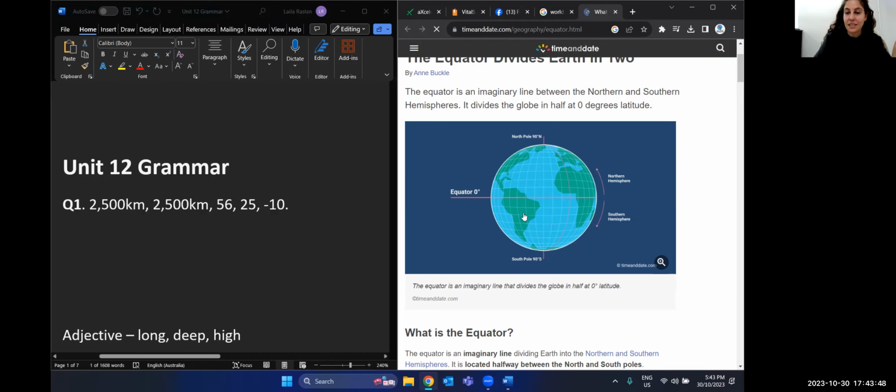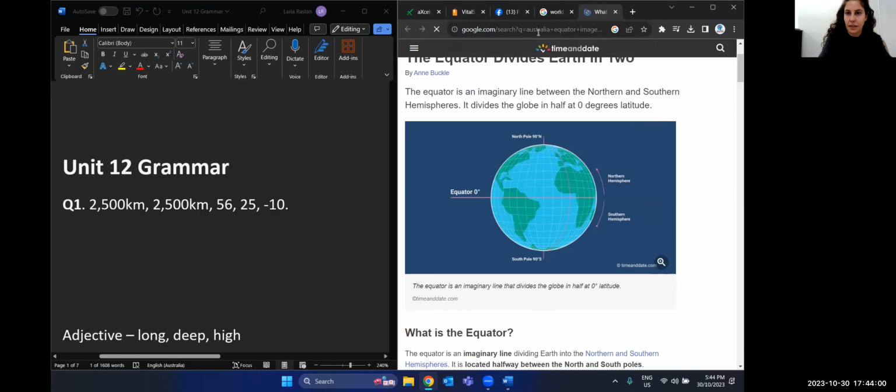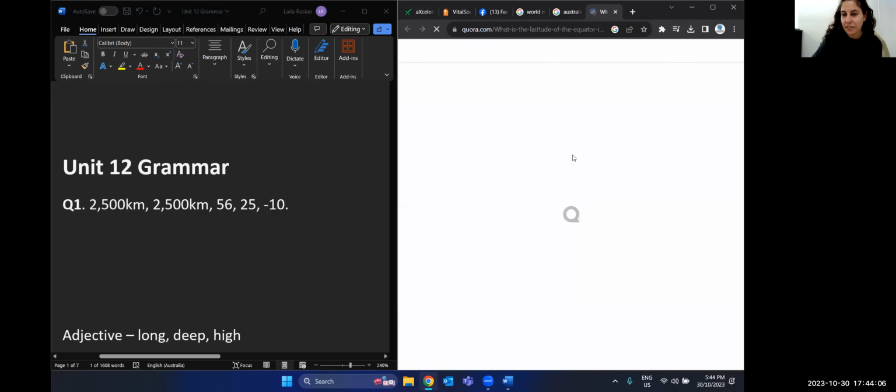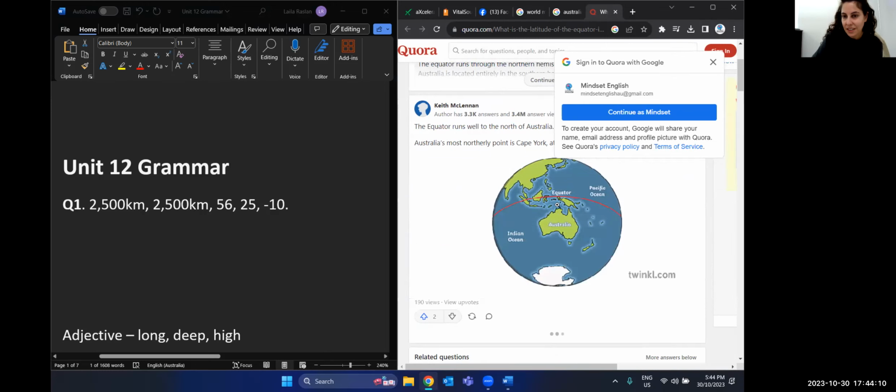But I think the distance for Australia, okay, so we're very close as well, especially the top part of Australia. So I can see that's the equator and that's Australia. So interesting.